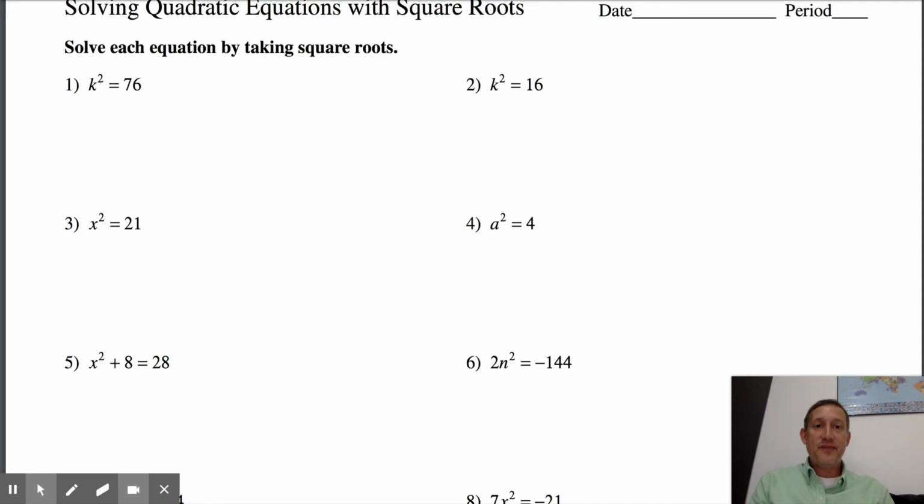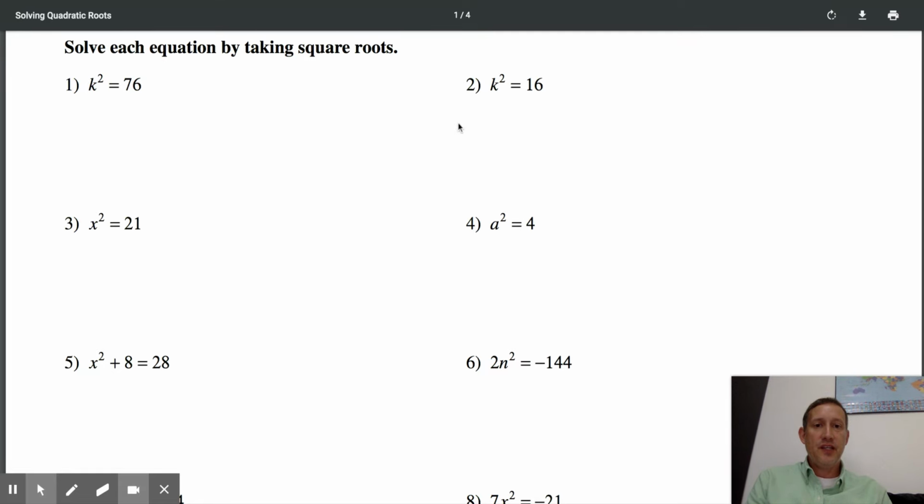Okay, so now I'm going to give you a heads up for what we're going to be covering the rest of this week, because this is a little bit trickier. You're going to be solving equations that have a variable squared. You can look right here and see we have k squared equals 76. Some number when you square it equals 76. And over here, some number squared equals 16. We're going to start on the right side because it's a little bit easier.